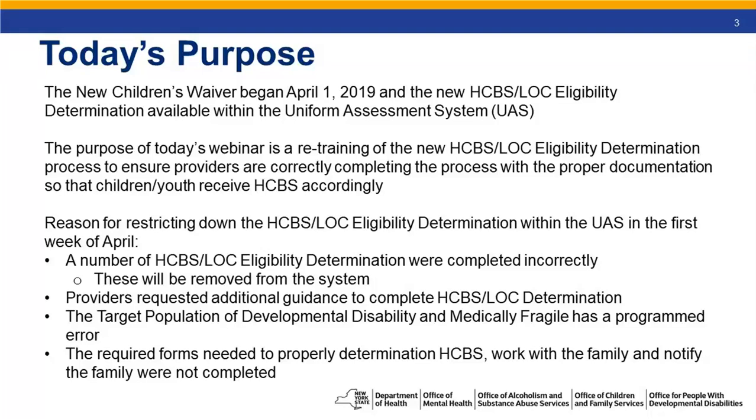And again, providers have reached out to the state saying that they were confused or they needed additional guidance so that they would complete the determination correctly. We also had an issue with some of the programming through the target population of developmental disability and medically frail. So with some of those assessments that were completed, one of the errors were based on that programming error. So we had to address that. And then lastly, there were not the required forms or documents for all the components, and so providers were asking how to move forward.